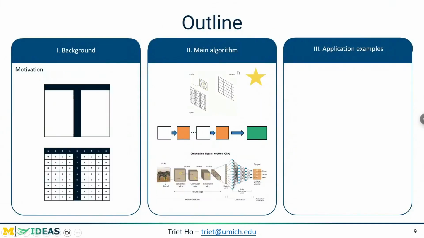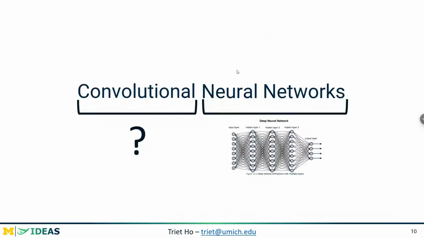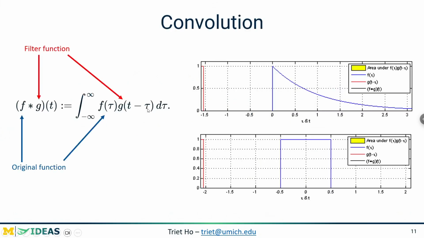Now I'm going to go next to the main algorithm, how a convolutional neural network works. In a convolutional network, we already know what a neural network is. Now the question is, what is convolutional? We can look back to the word convolution all the way back to multivariable calculus, in the convolution function. So this is the convolution in a continuous function.